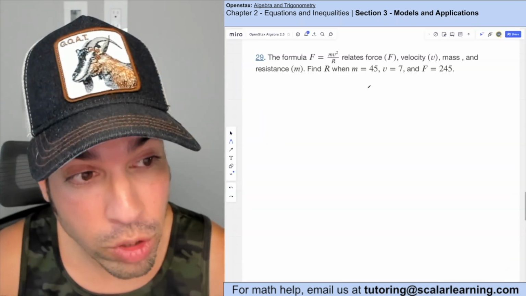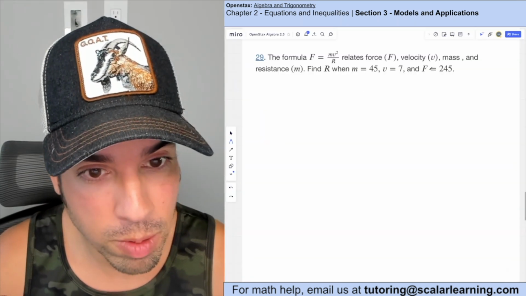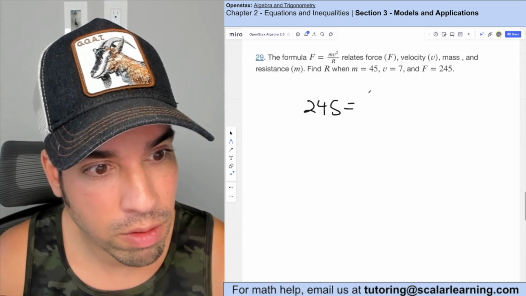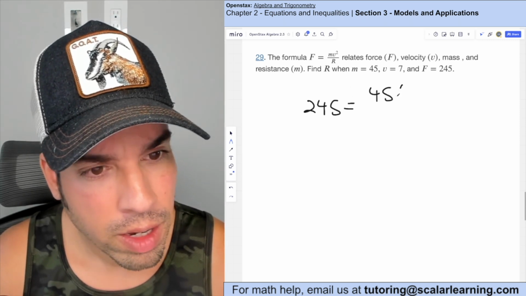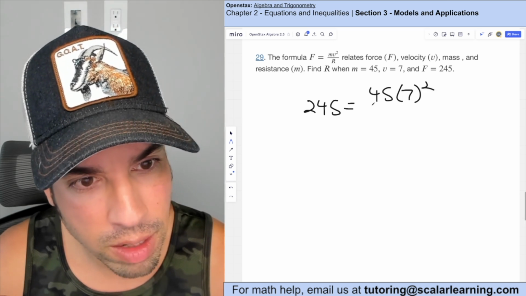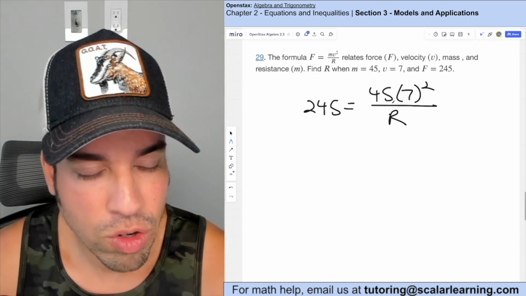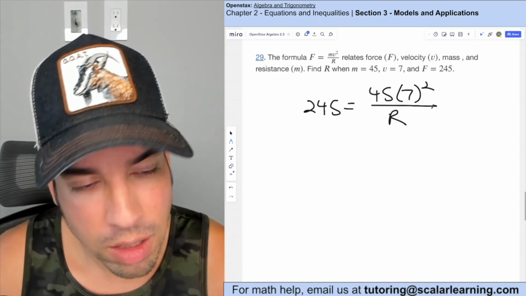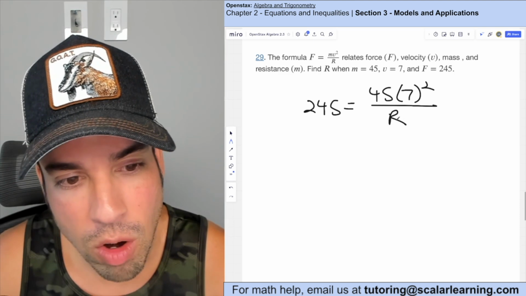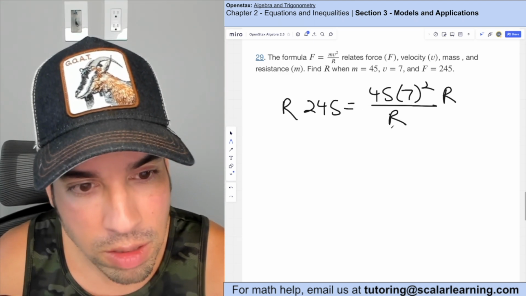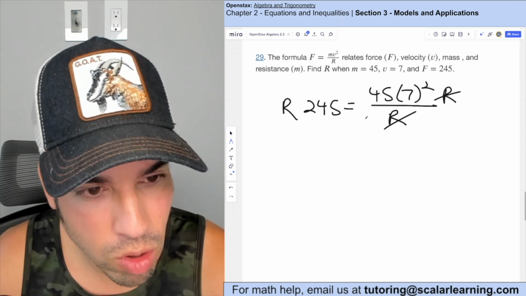So in this question, all we're doing is plugging and chugging. So first thing I'm going to plug in 245 for F. Then I'm going to plug in 45 for M and 7 for V, and we're trying to solve for R. Okay, so now we got a nice equation, and we got things that we can evaluate. But first, let's isolate R. So first thing, before I do anything, I'm going to multiply both sides by R. That's going to cancel that out. We got 245 times R.